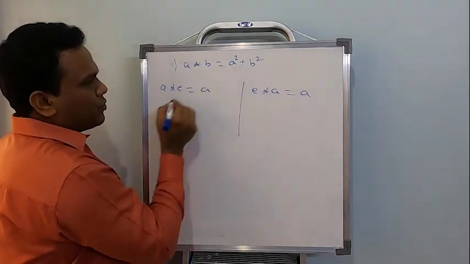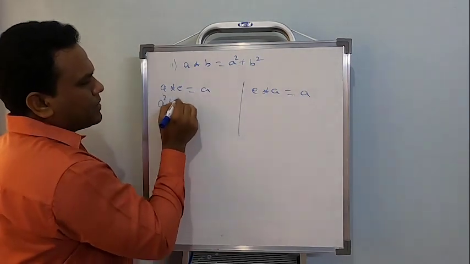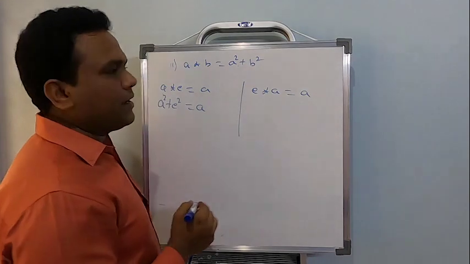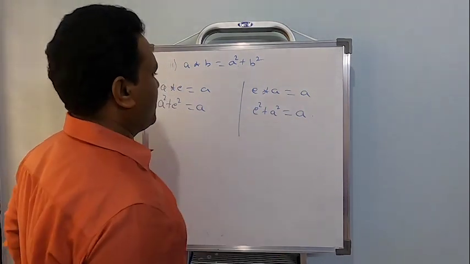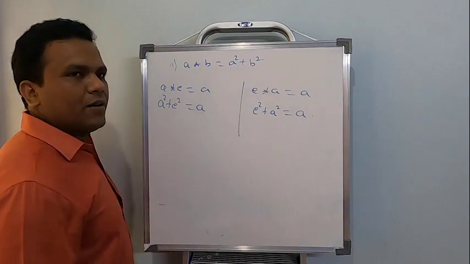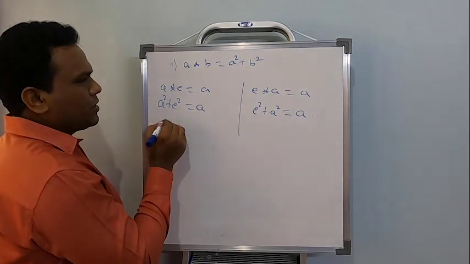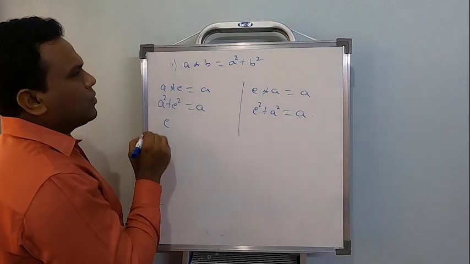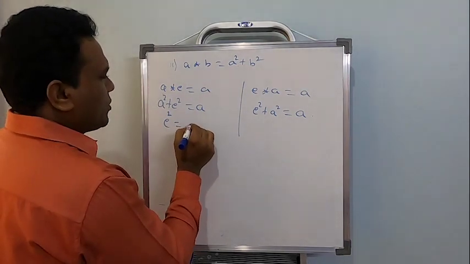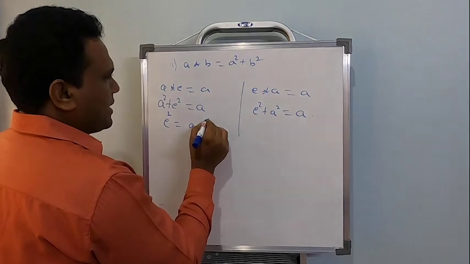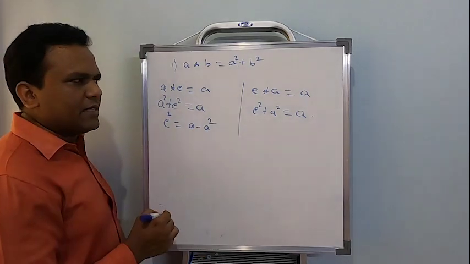So what is a star e by using this definition? A square plus e square is equal to a. Fine. And here e square plus a square is equal to a. That's fine, right? Okay. Now let us check. So this will be what? Now this will be a square. Now a square is equal to a minus a square. That's fine. So e square equal to a minus a square.